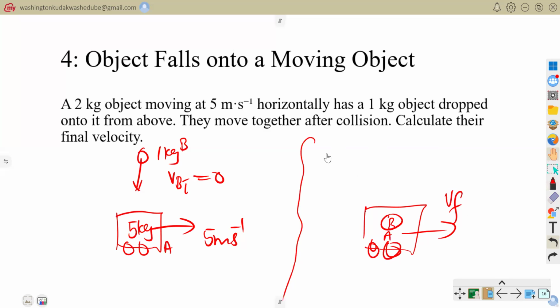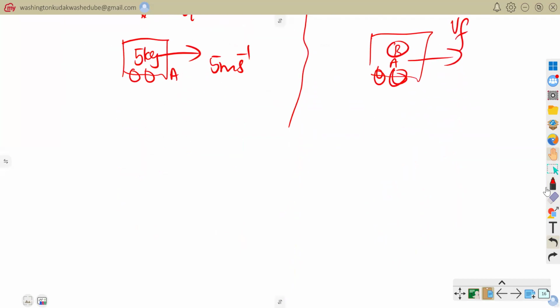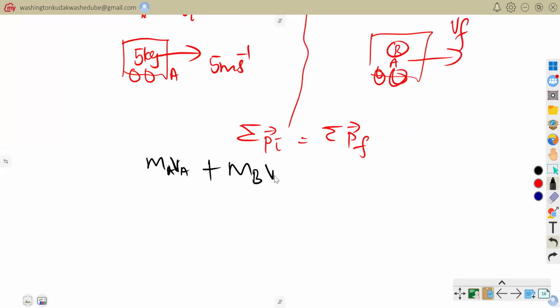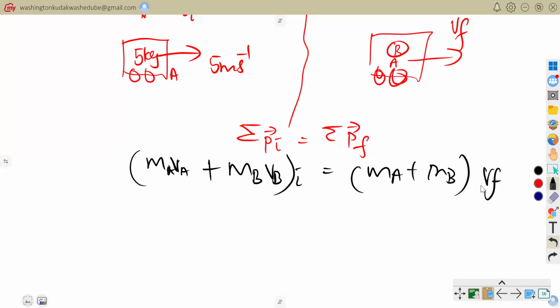So we also apply the principle of conservation of linear momentum, and we say total linear momentum before should be equal to total linear momentum after. The total linear momentum initially, given by mass of A times velocity of A plus mass of B times velocity of B, should be equal to mass of A plus mass of B times final velocity, because they are going to move together. So they will have the same final velocity.